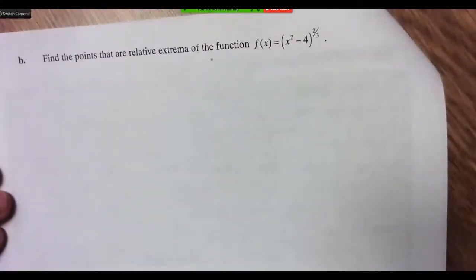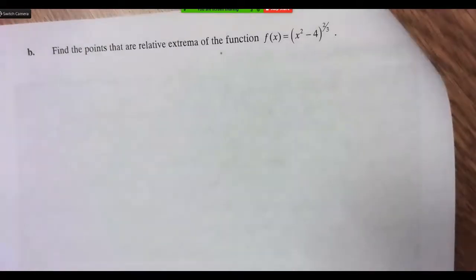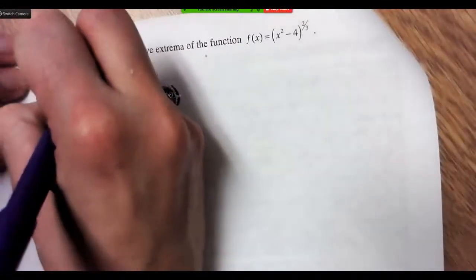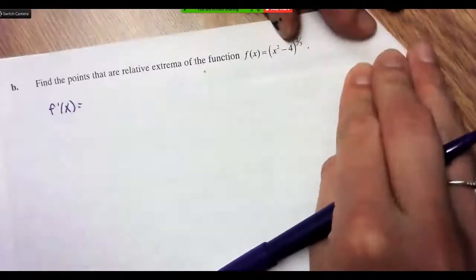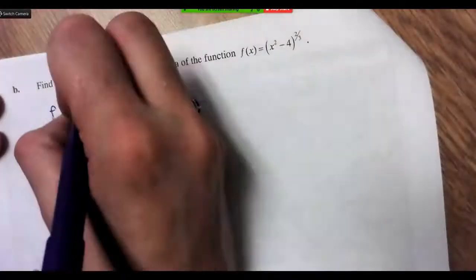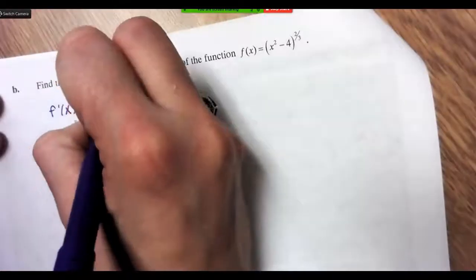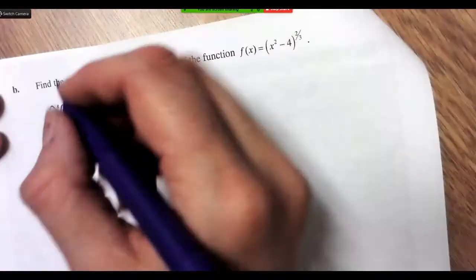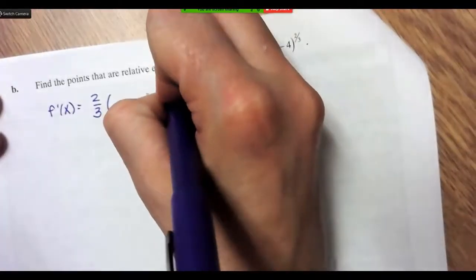Okay, find the points that are relative extrema for the function f of x equals x squared minus 4 to the 2/3. So once again, same idea. I'm finding my derivative, and I saw we struggled with finding the derivative for a square root earlier, so I wanted to make sure we walked through one now. So even though this is cubic, the idea or concept is the same. The exponent comes down, you subtract 1 away, and then you multiply by the derivative of the inside.